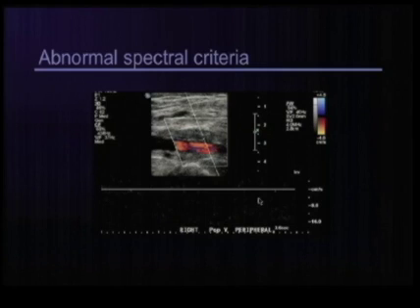Spectral Doppler can also be used to confirm the absence of flow. In this case, you can see that the artery is patent on this color Doppler image, but there is thrombus occupying and occluding the associated vein and absence of flow on the spectral image.